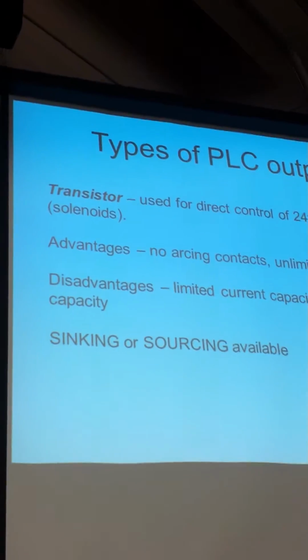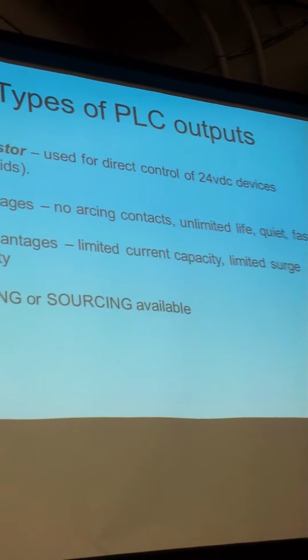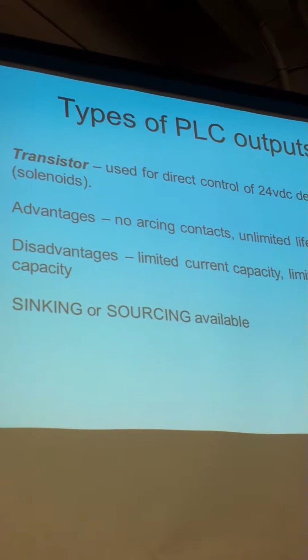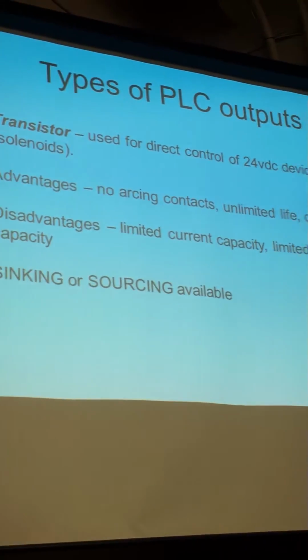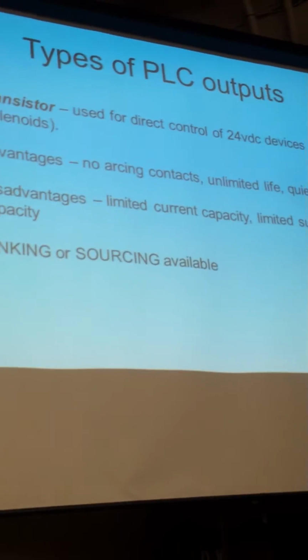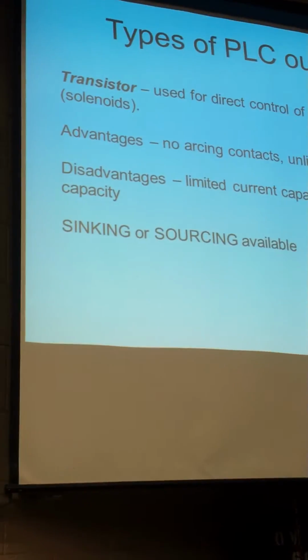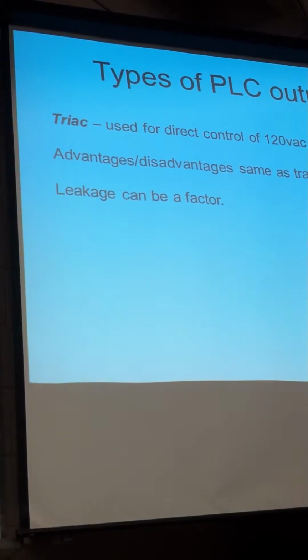You need to know types of PLC outputs. Okay, their disadvantages, their advantages. Biggest point, the transistor used for direct control of 24-volt DC. So I might give you a second. So the advantages you need to know. Okay, no arcing contacts, unlimited life, quiet, fast. Disadvantages, it's used for 120-volt AC.